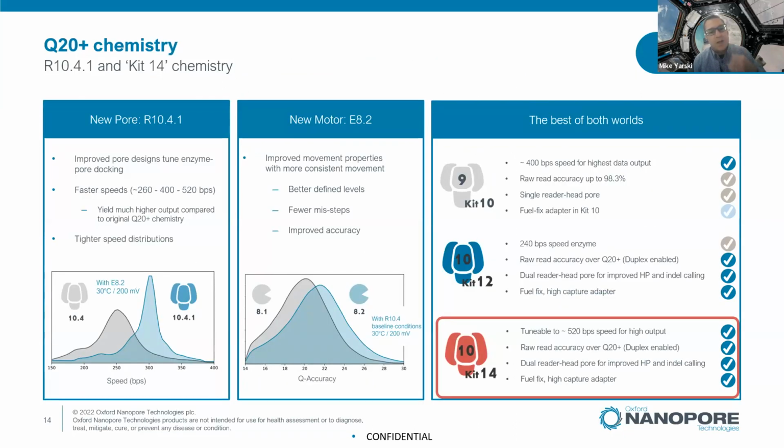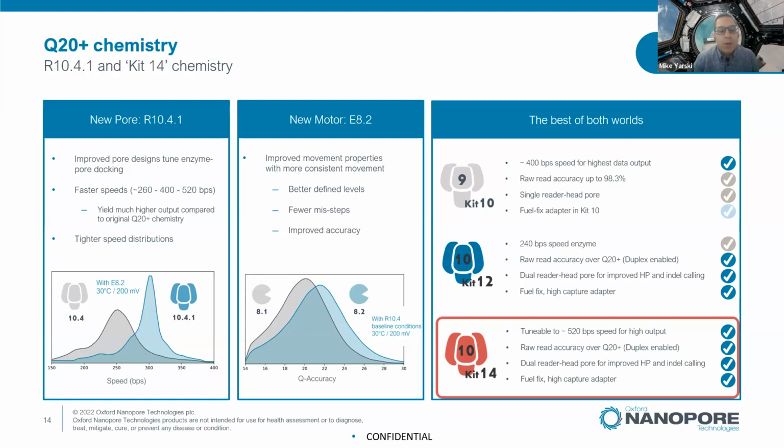We've also modified the motor protein to have a more consistent speed, which also improves the accuracy. And we now are stabilizing all of our chemistry to the pore 10 and the kit 14. Not everything is there yet, but it will be by the end of the year. And so I'll talk about that a little bit later in the slide. But I just wanted to say that it has been a rapid evolution of nanopore technology, but all of this is invisible to the end user.